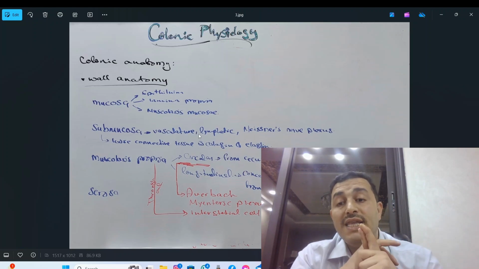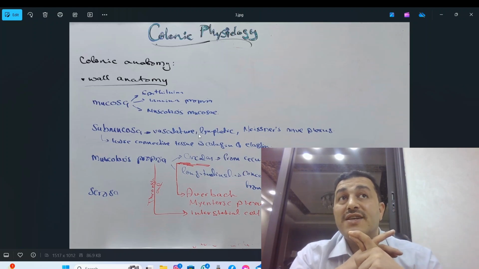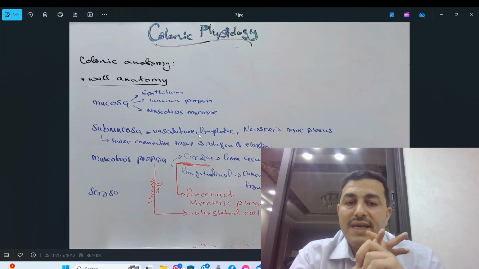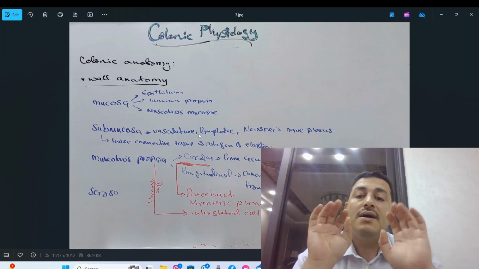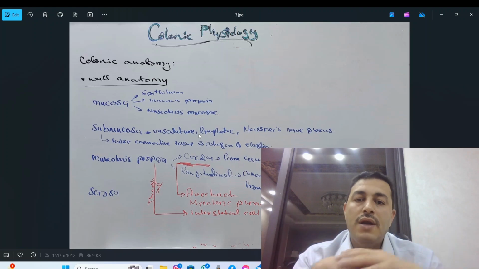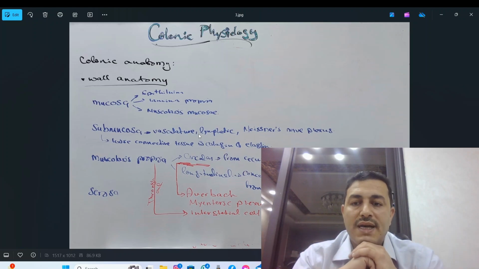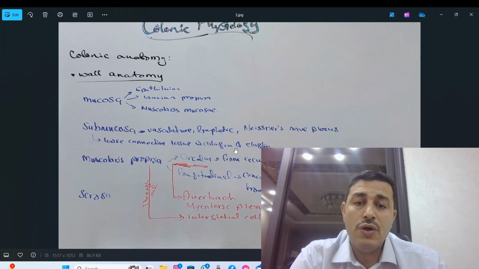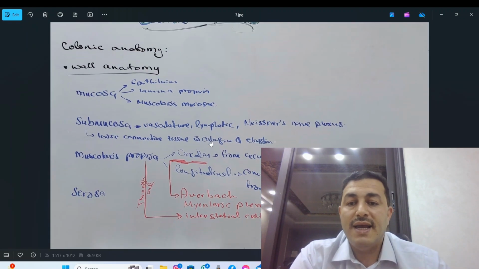It's here in the submucosa that we find the vascular and lymphatic vessels and the Meissner nerve plexus. The vascular and lymphatic vessels in the wall will be in the submucosal layer. These are loose connective tissue with collagen and elastin.